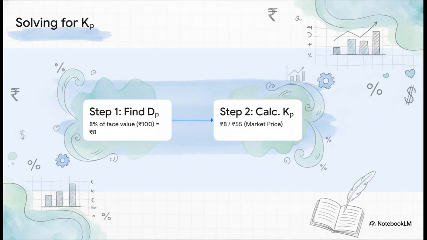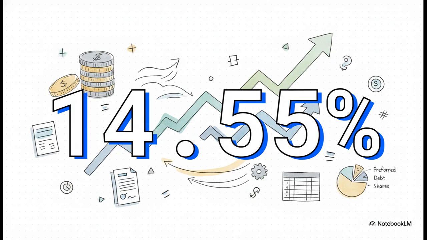Okay, let's do this. Step 1, find that annual dividend. The problem tells us these are 8% preference shares with a face value of 100 rupees. So 8% of 100 is 8 rupees. That's our fixed dividend. Step 2, we simply divide that 8 rupee dividend by the current market price given in the problem, which is 55 rupees. And that gives us 14.55%. That's our cost of preference shares.